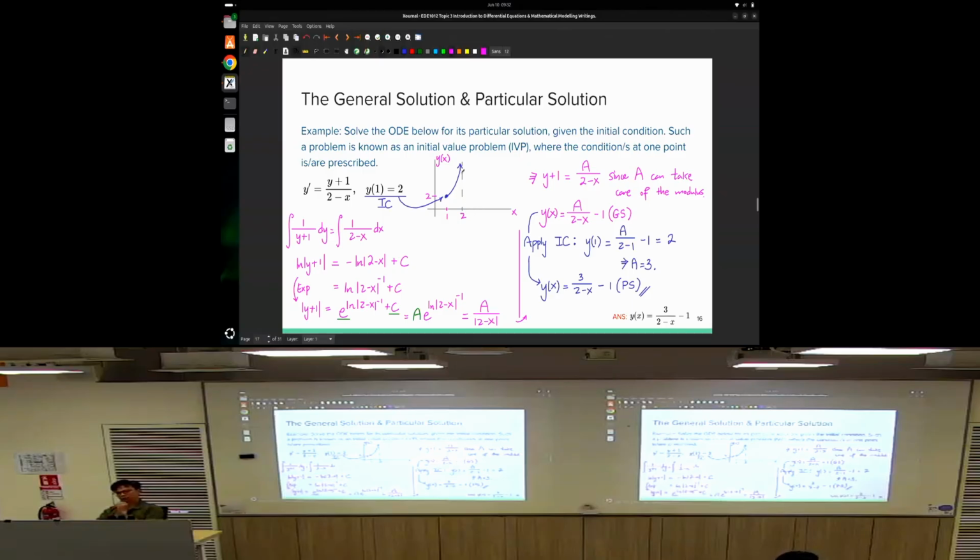How do I know that it looks like that? Because you can see the function has 2 minus x. If your x is approaching 2, then the denominator 2 minus x will get smaller and smaller. Because 2 minus something smaller than 2 is positive, it's going to increase. So certainly we can plot this, and you'll see that when your a is 3, it's going to satisfy this initial condition.